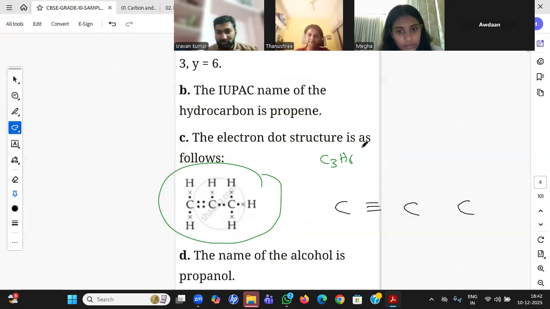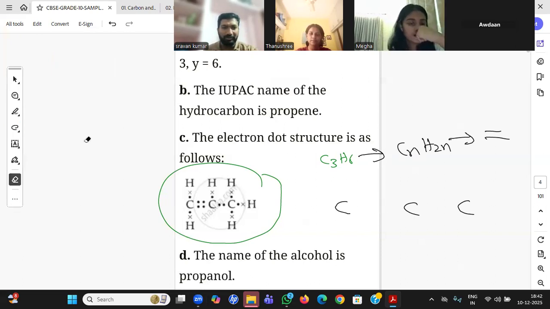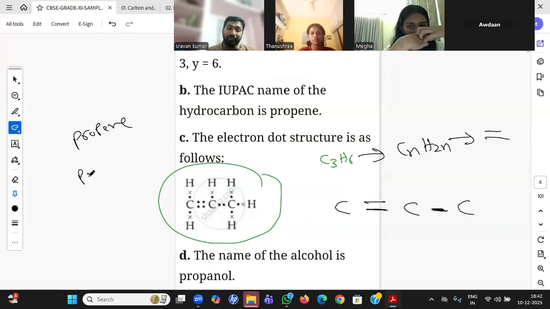You see, its general formula is CnH2n, so it's alkene. Alkene means a double bond only, maximum. So first you will have a double bond. Then single bond. Why? Because there is one double bond only. He has not given the position. He just said propene. If he had given prop-2-ene or prop-1-ene, then I would have disturbed the thing. Propene means prop-1-ene. At the first carbon, he has the double bond.